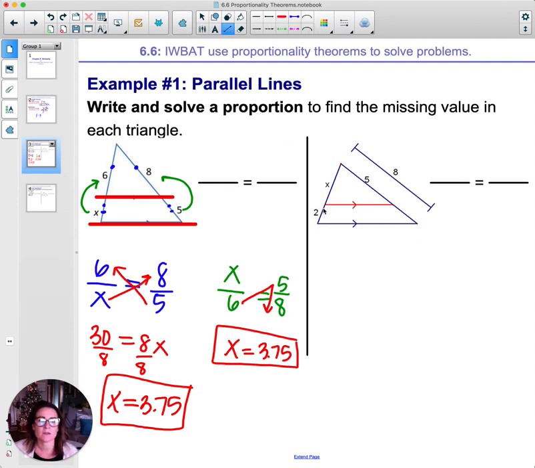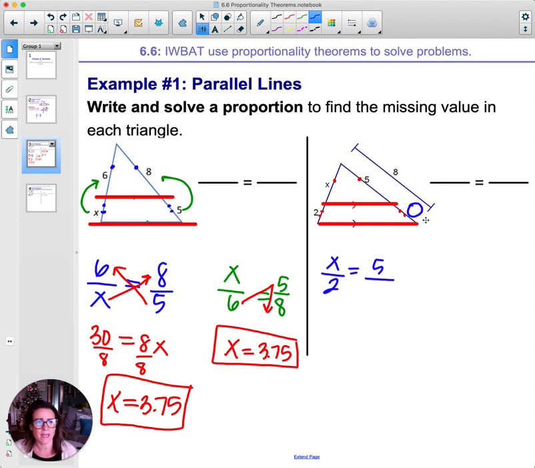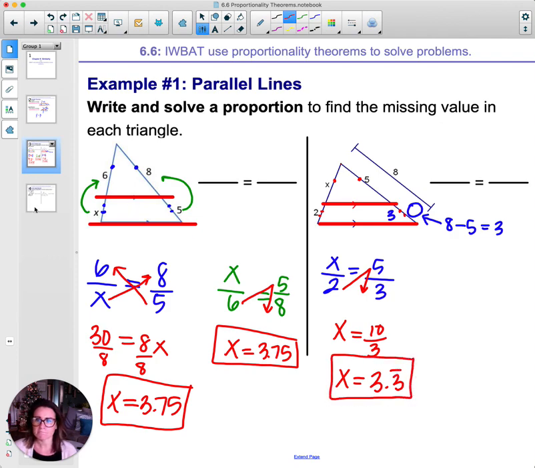This one over here, so we can see those parallel lines again. We see the parallel line here, we see the parallel line here. So those little pieces are going to be proportional. So again, this piece versus this piece, and then this one versus this one. So we've got the x over 2 on this left-hand side. And then over here, we have 5 over this piece. We see the whole thing is 8, so this piece right here would be 8 minus 5 to get that leftover of 3. So x over 2 equals 5 over 3. Again, we can cross multiply and divide here. So we'll get 10 divided by 3. If you wanted the decimal form, that would be 3.3 repeating.